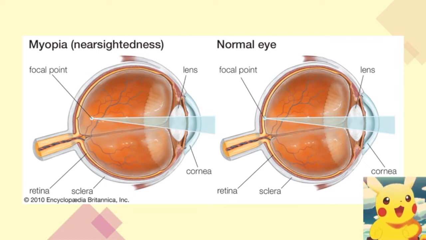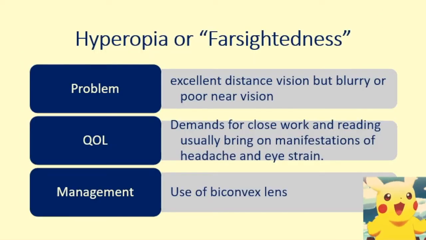Okay? The next problem that we would have is your hyperopia. Hyperopia is also known as farsightedness. So what happens in hyperopia is that the parallel rays of light would focus behind the retina. Okay, so unlike before in myopia, the focus of these rays of light is in front of your retina. In this case, it will be behind your retina. So what's the problem occurring to our patient? Farsightedness, meaning the distance vision is excellent. However, blurry and poor near vision would occur.